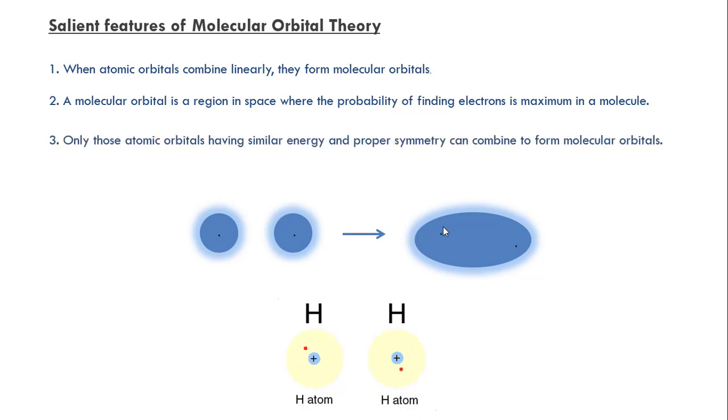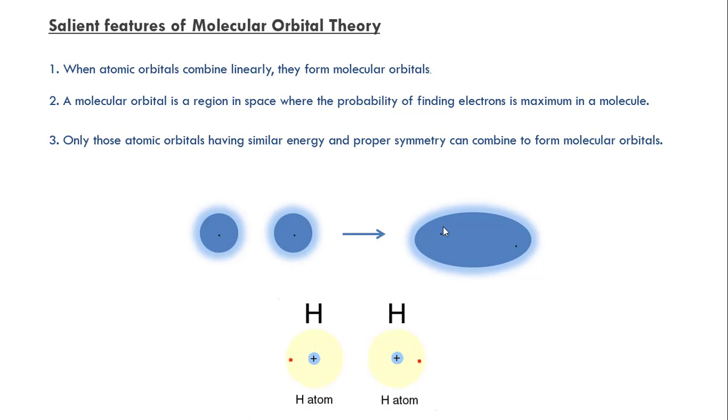The third salient feature of molecular orbital theory is that only those atomic orbitals having similar energy and proper symmetry can combine to form molecular orbitals. Here, the energy of the atomic orbitals plays a very important role, and they must have almost similar or the same energy levels.